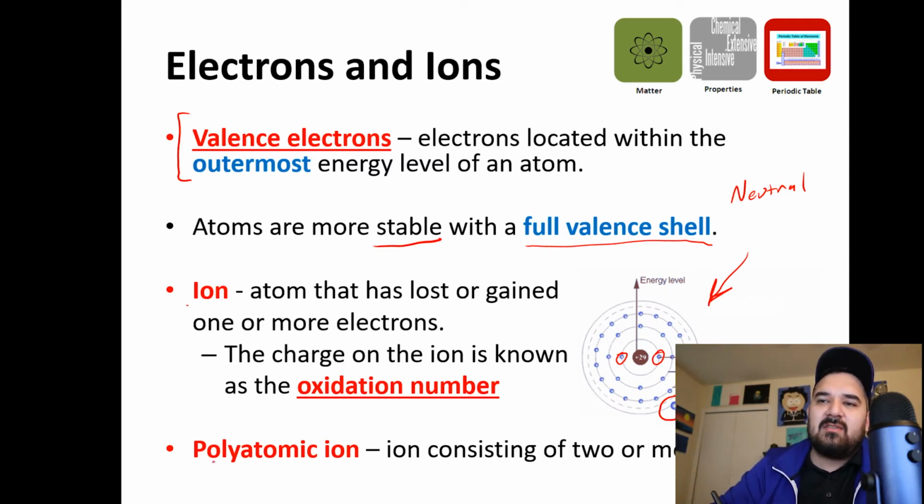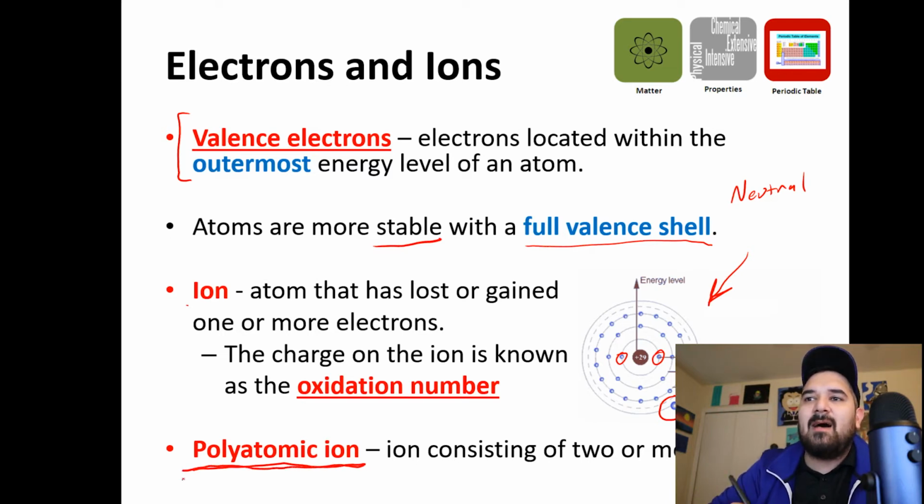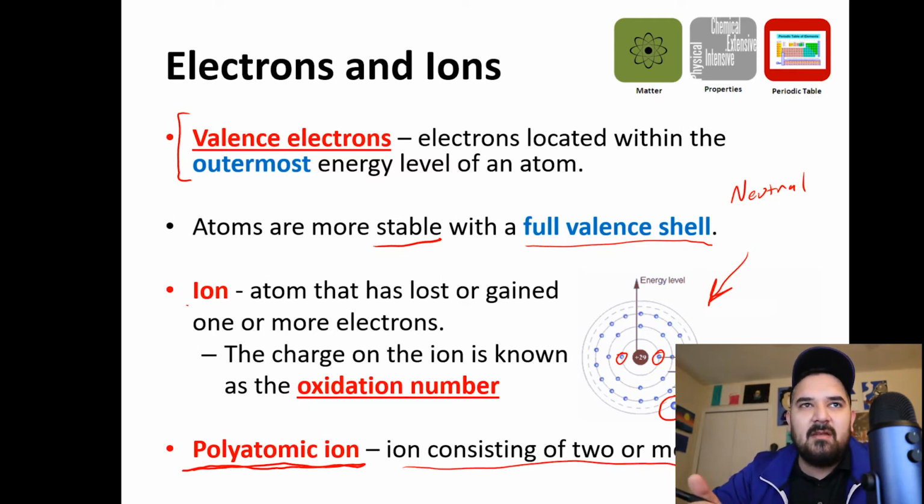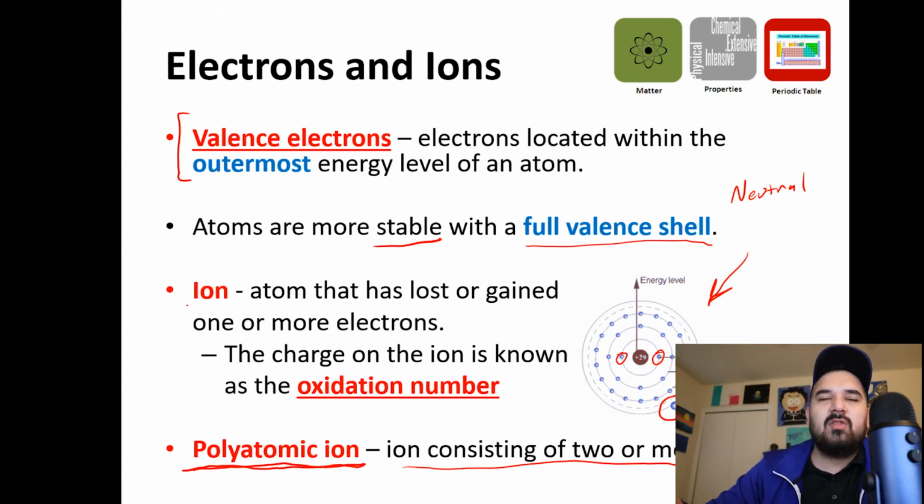Next thing you need to write, so this one is actually new. Everyone needs to write this down. So polyatomic ion. That's an ion consisting of 2 or more atoms. So you'll see some of these moving forward, polyatomic ions. Well, I'll show them to you in a minute. But they're all on the back of your periodic table, which you'll have when you take these tests. You'll need to know how to identify polyatomic ions.